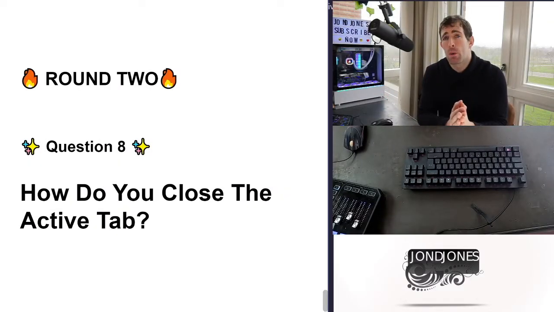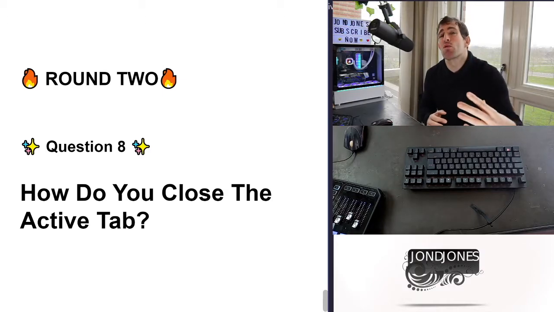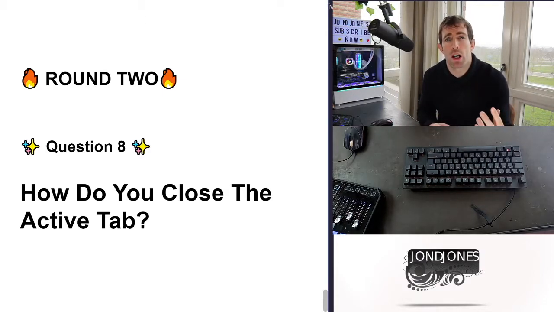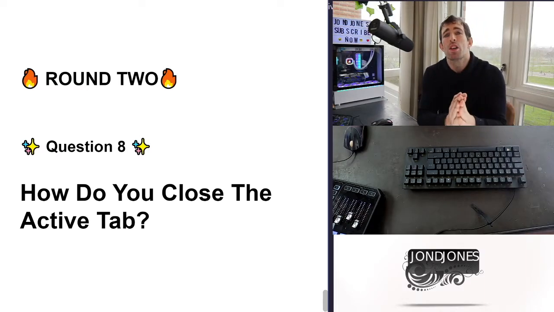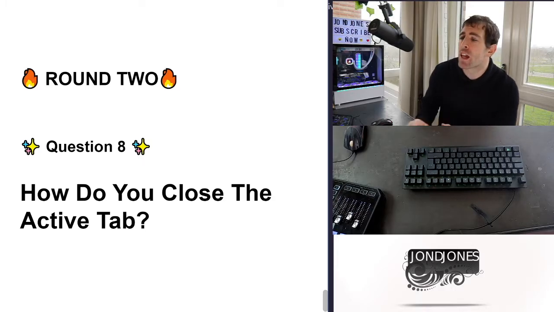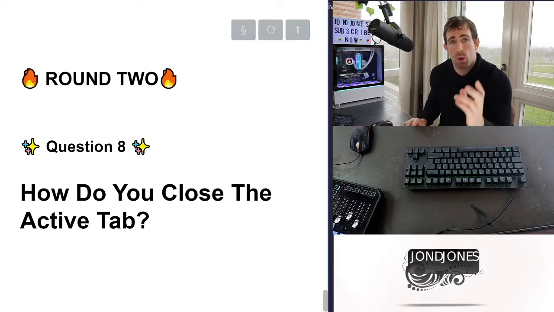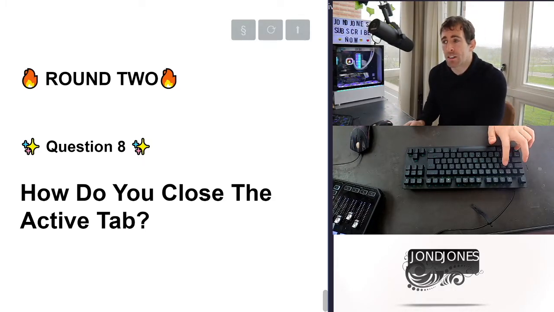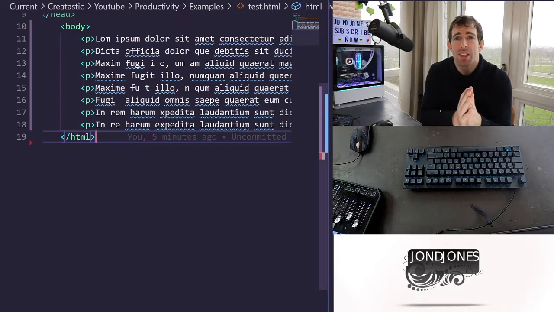Welcome to round number 2. In this round, we're going to focus on general keyboard shortcuts for Visual Studio Code that you'll find useful. So, question number 8, garden gate. How do you close the current active tab? So this is possible if we do a Command and a W. That will close the active tab.